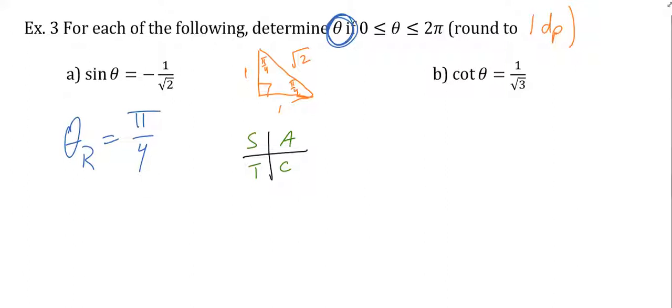Yeah, so for this one, this is the one where we're going to have more than one answer. And how did you know that? Because sine is negative. And where is sine negative? In those two quadrants, not those two. So we're in the third quadrant or the fourth quadrant. So now I can go ahead and say theta in quadrant 3 is what?